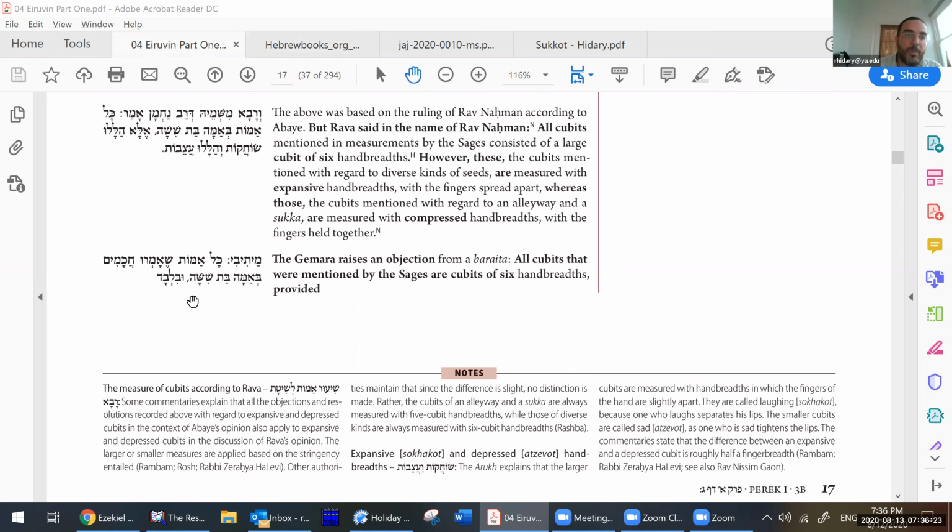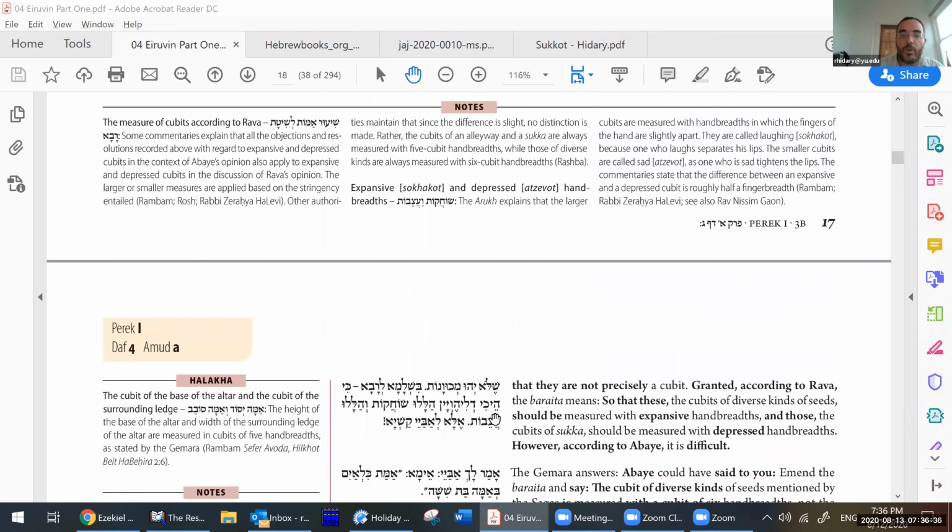Kol amot shemru chamim ba'ama bat shisha. It says everywhere. This is a baraita that says everything that Chazal says is always 6. See, that follows Rava. This is going to be a challenge to Abaye. Ubilbad shelo yehu mechuvanot. As long as it's not precise. In other words, sometimes it's a little bigger, sometimes a little smaller. That's exactly bishlam al Rava.